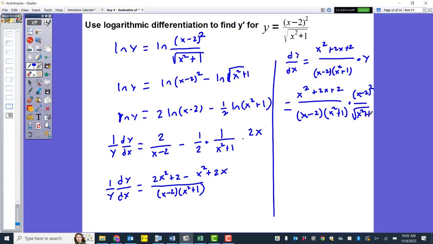But things will simplify for us. The x minus 2's will cancel, so we're left with x squared plus 2x plus 2 times x minus 2. And then on bottom, we have x squared plus 1 times the square root of x squared plus 1, which is x squared plus 1 to the 3/2.